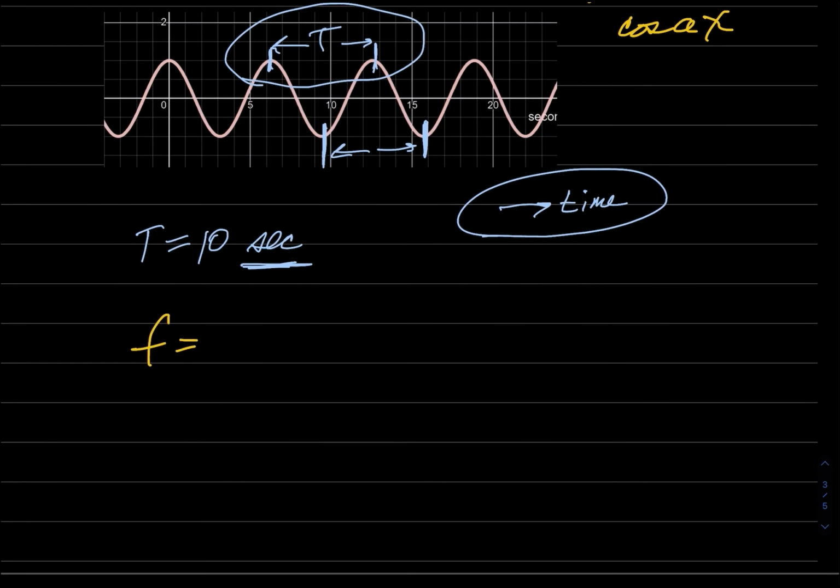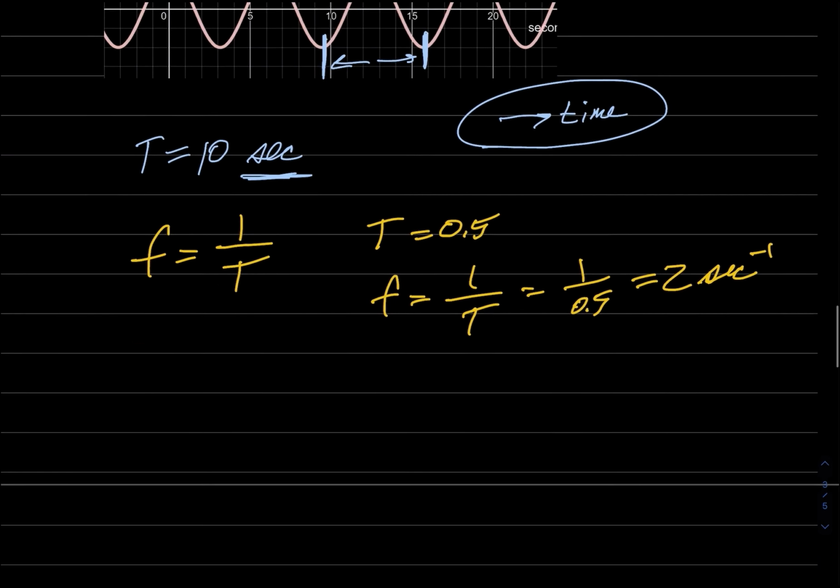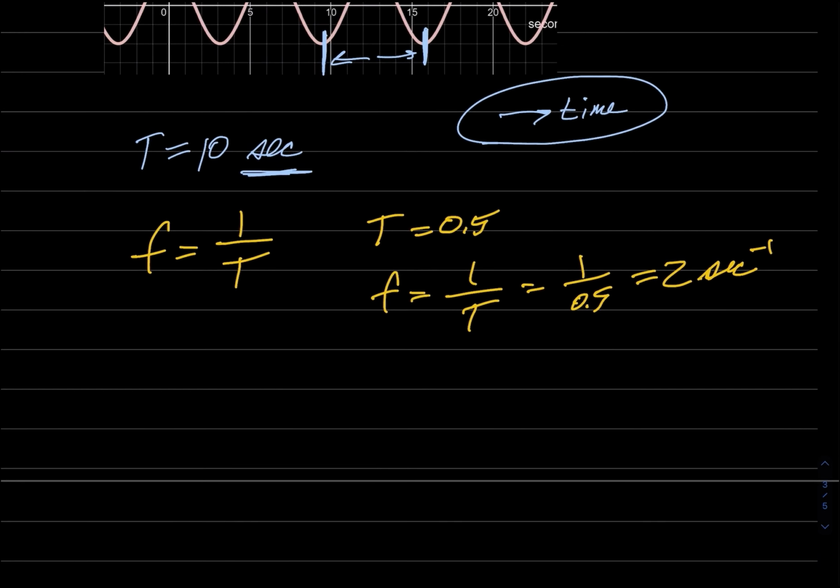Frequency is 1 over the period. So if you have a period of 0.5 seconds for one full vibration, one full cycle, then the frequency is 1 over T, which is 1 over 0.5, which is 2. And the units are seconds to the minus 1, per second. That tells you how fast something is happening. How many meters per second? How many vibrations per second? That tells you how fast something is moving.